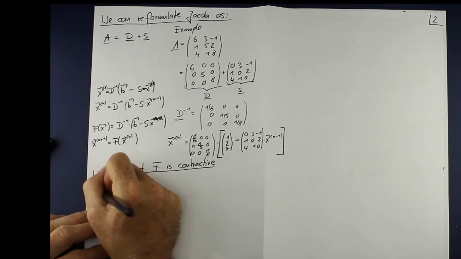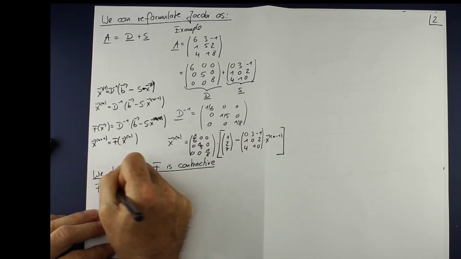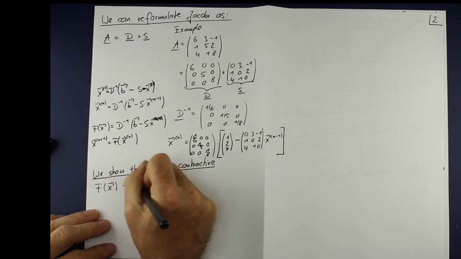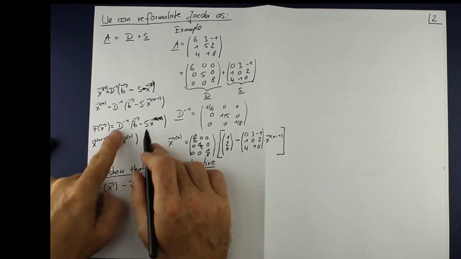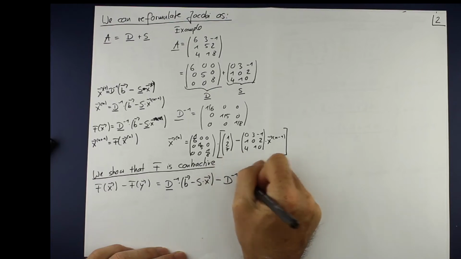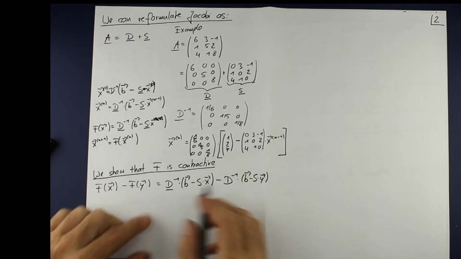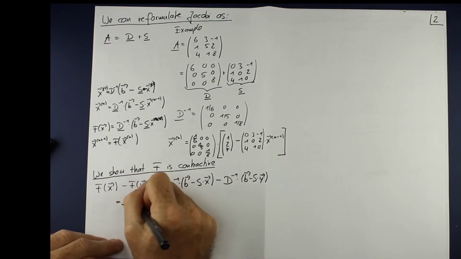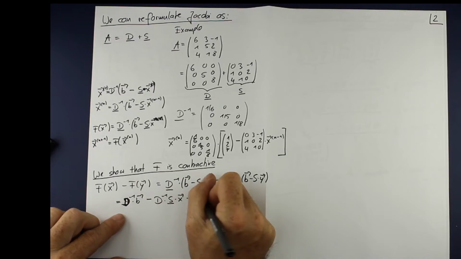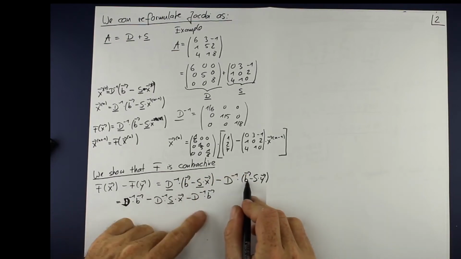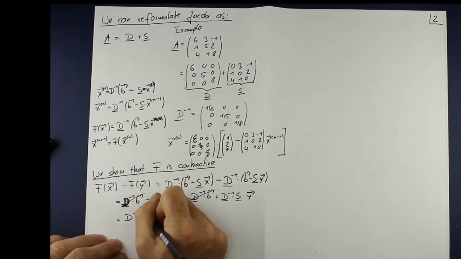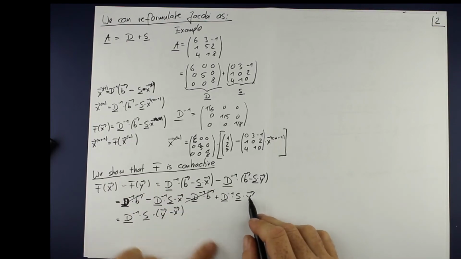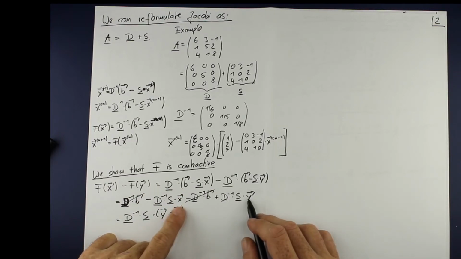Okay, what do we have to show? We have to show that the difference of the image. So what is f of x and f of y? And now let's expand. D inverse times b, D inverse times b again. So this cancels. We can factor out, and so we get this version.